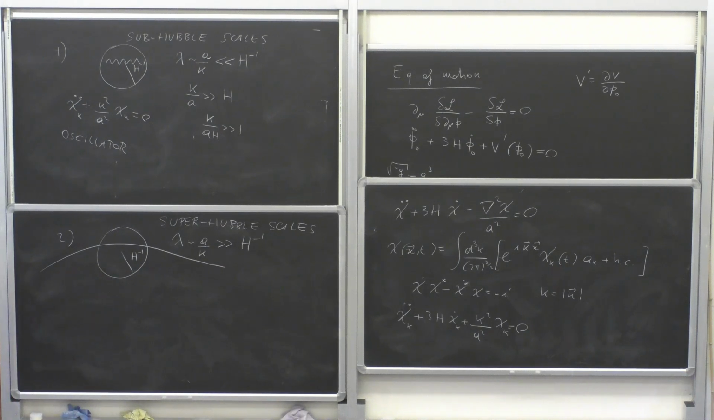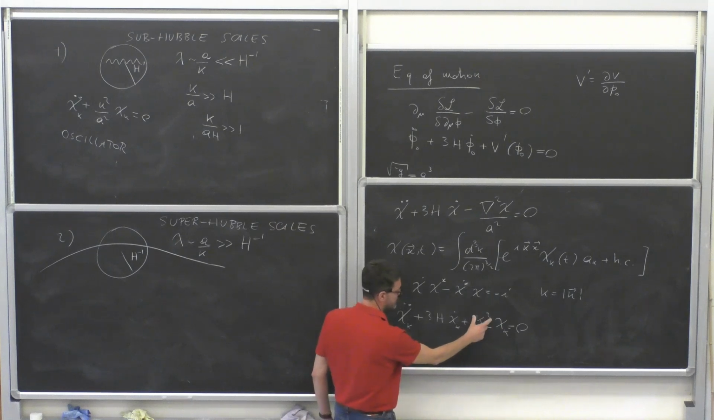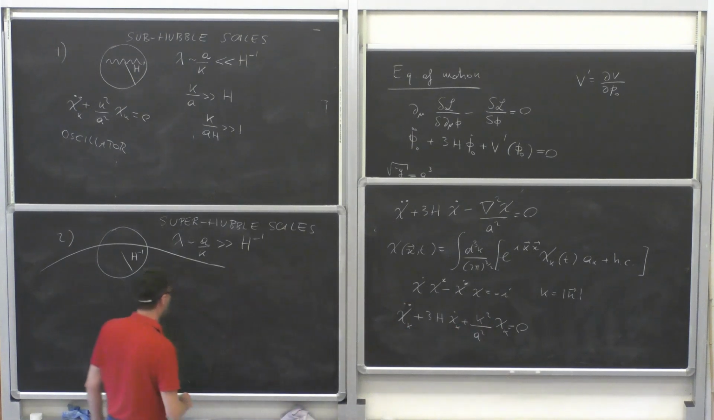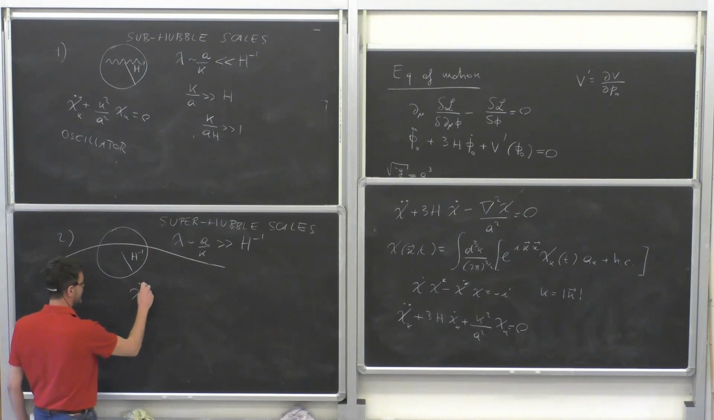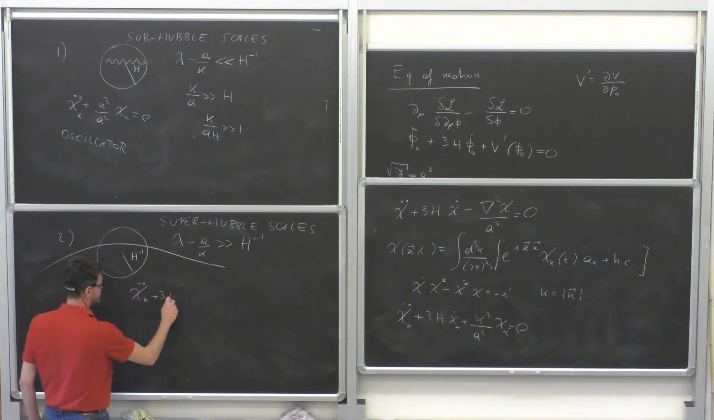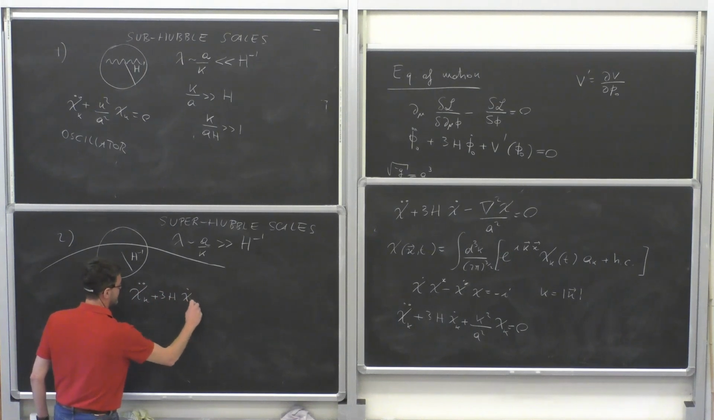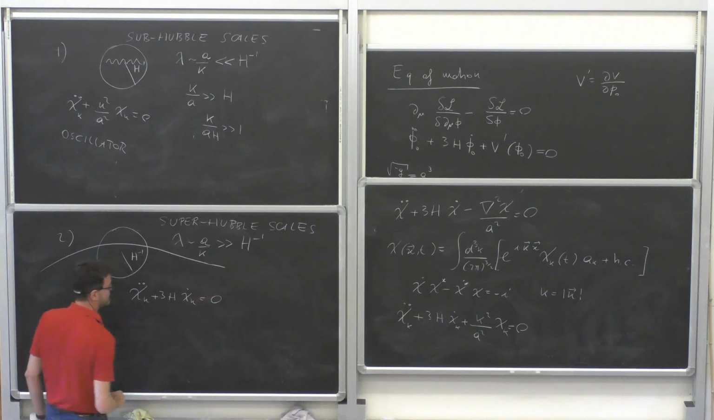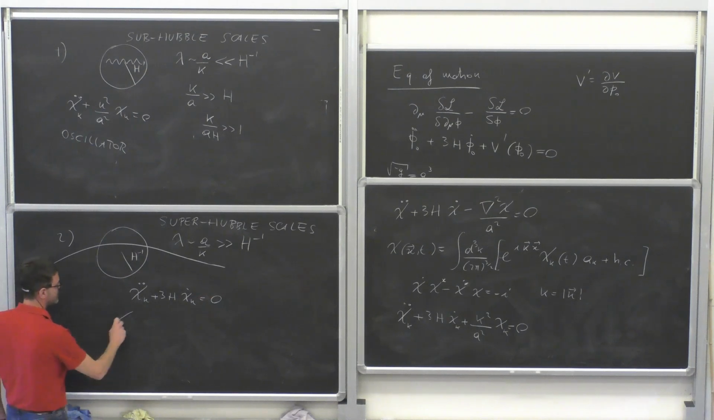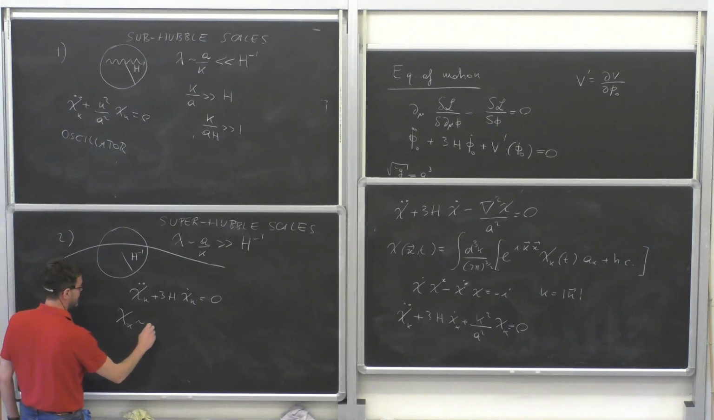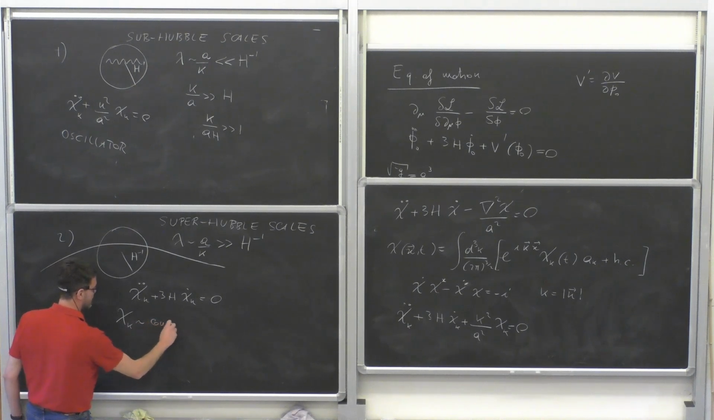What is going to happen is that in this case I make the opposite assumption, that I drop the k squared with respect to the friction term. So the equation of motion will be chi double dot k plus 3H chi dot equal to 0. And what is the solution of this? Of course, there are two solutions, but the one I'm interested in is chi sub k becomes a constant.